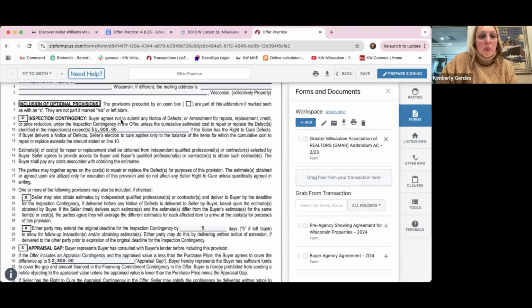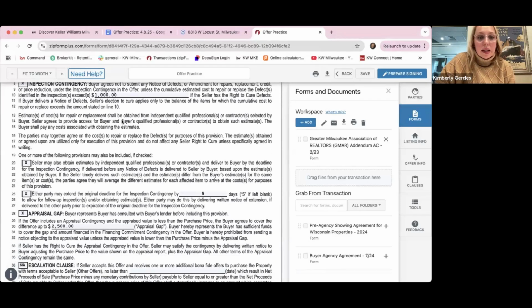So this indicates that our buyer agrees not to submit any notice of defect or an amendment for repairs or credits unless the cumulative cost to repair those defects exceeds blank amount of money. And I've just put $1,000 here. That was also in your offer instructions. The higher the amount of money, the more attractive this is to the seller. The higher amount of money also makes it a little bit less attractive to your buyer because that means you're not going to be going to the seller and asking for them to make any repairs or give you any credits for anything within that amount of money.